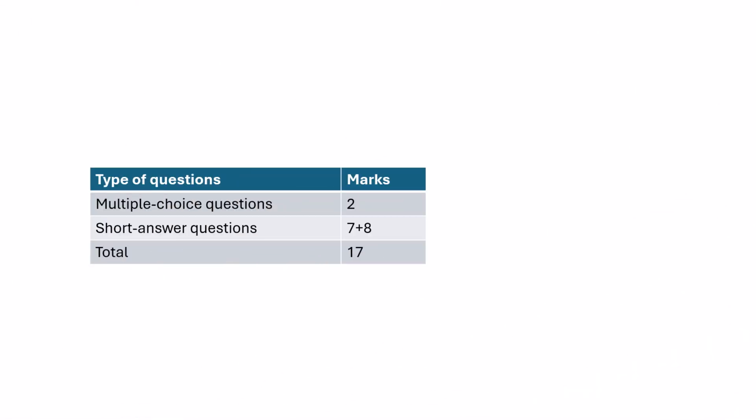In the relationship between nucleic acids and proteins, 2 multiple-choice questions are worth 2 marks, and 2 short-answer questions are worth 15 marks. The overall score for this section is 17 marks. With a total possible score of 120 points, the percentage for this section is 14.2% of the total score.